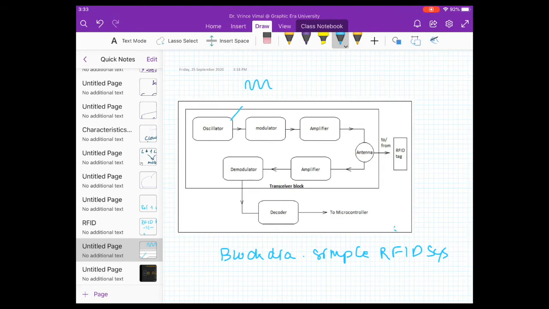The strength of signal which is produced by this oscillator is less. So if a signal with a less strength is transmitted, it will decay exponentially. We will be talking about this, but signal decays with the power of d to the power of 2. Rather we should say d to the power n, depending upon medium.